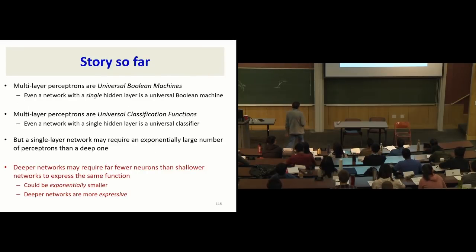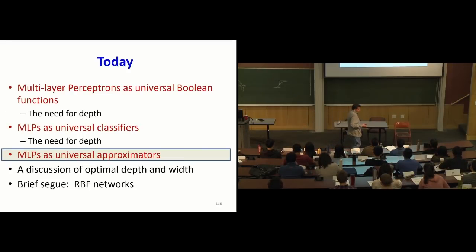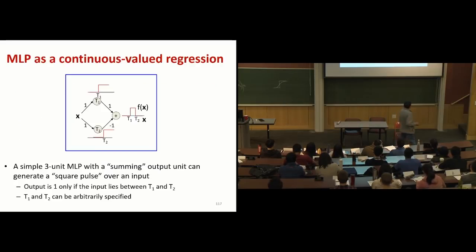But the story so far: MLPs are universal Boolean machines. Even a network with a single hidden layer is a universal Boolean machine. MLPs are universal classification functions. We just saw that. Even a network with a single hidden layer is a universal classification function, but deeper networks may require far fewer neurons than shallower networks. And deeper networks could be exponentially smaller than shallower networks to express the same function. So let's look at the final topic, MLPs as universal approximators.